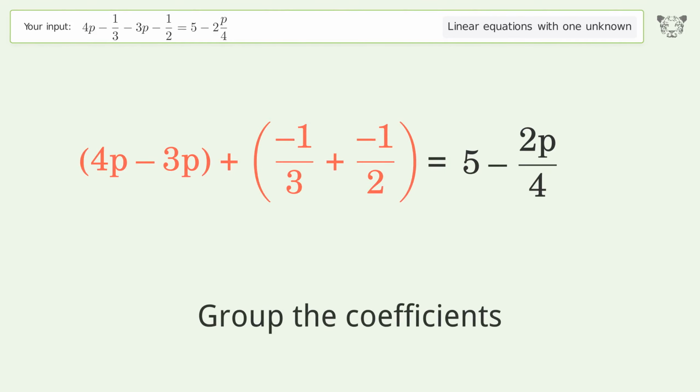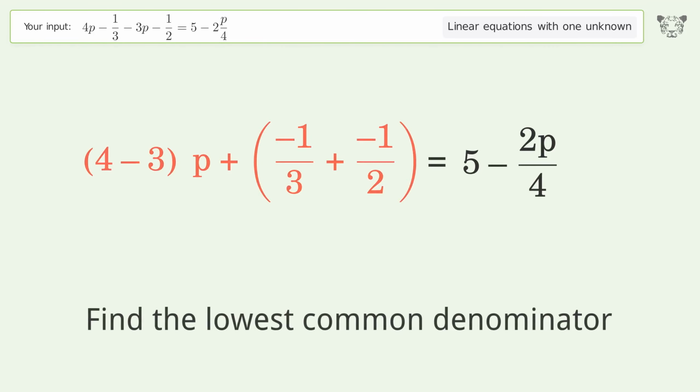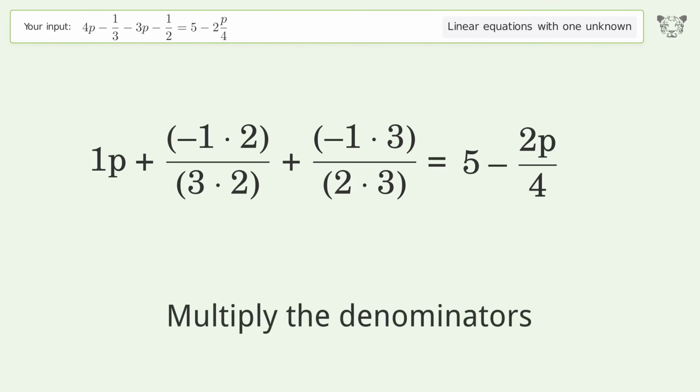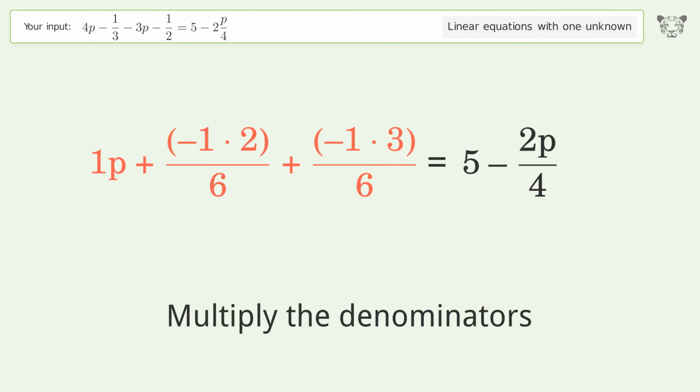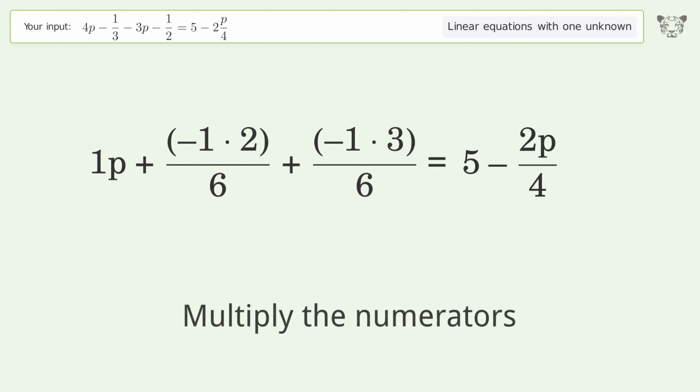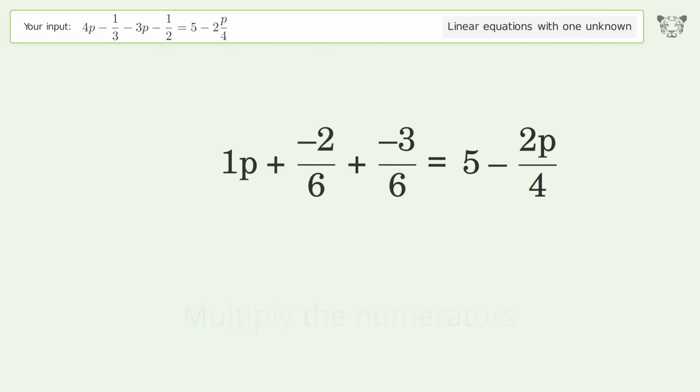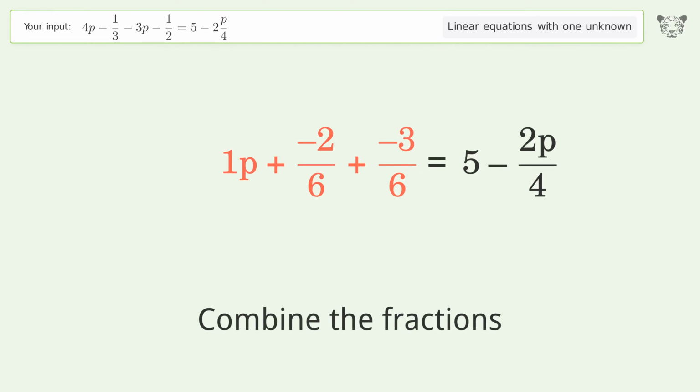Group the coefficients. Find the lowest common denominator. Multiply the denominators. Multiply the numerators. Combine the fractions.